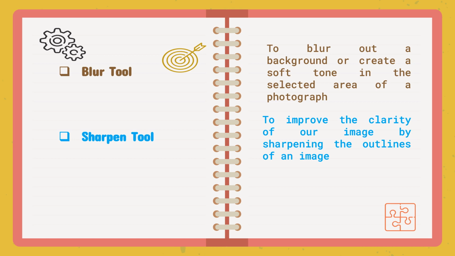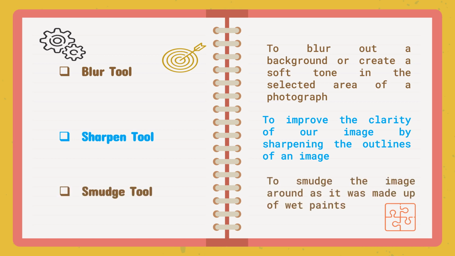outlines of an image. Smudge tool. This tool is just to mix some colors or smudge around as if it was made of some wet paints and you put some finger in the wet paint and move it. In that way you can smudge the colors or you can mix the colors in a photograph.